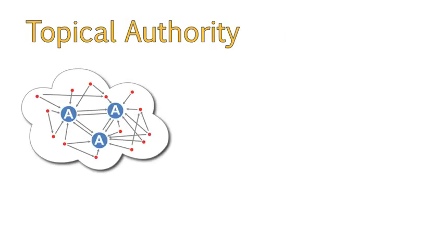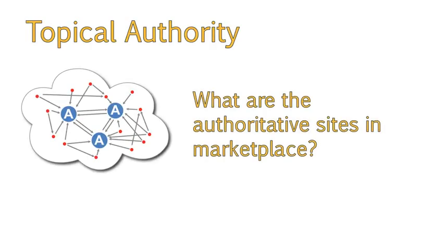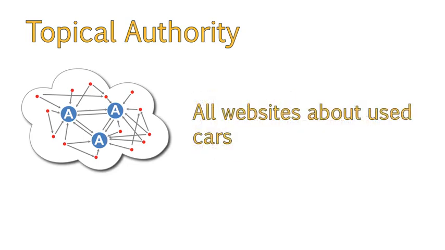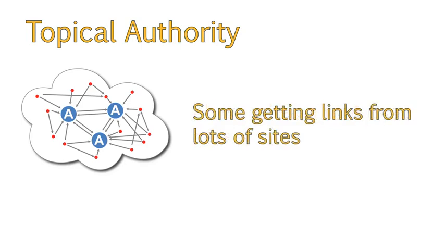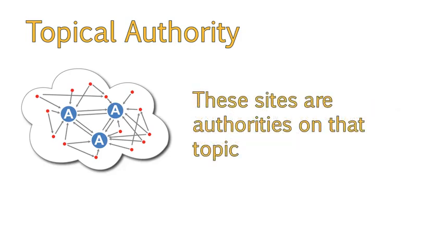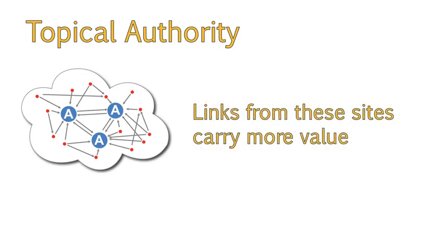Another thing to think about is what are the authoritative sites in a given market space? So here I'm talking about topical authority. Imagine you have this picture which is all websites about used cars. And some of them, the three that I've highlighted in the blue circles, they seem to be getting links from a large number of sites in the space. Those are the ones that you might think of as being the authorities on that topic. So links from those sites probably carry more value as well.